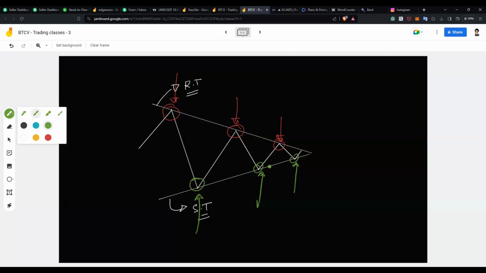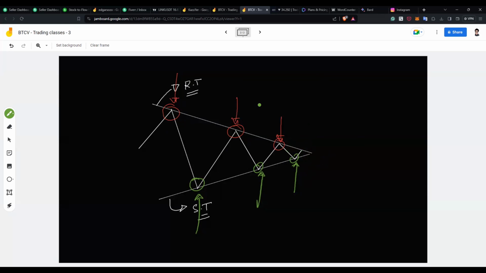A contraction of Bollinger Band, and one thing has to come, right? Either the market will move up or the market will move down. One thing has to happen, right? So you can use Bollinger Band theory also here.